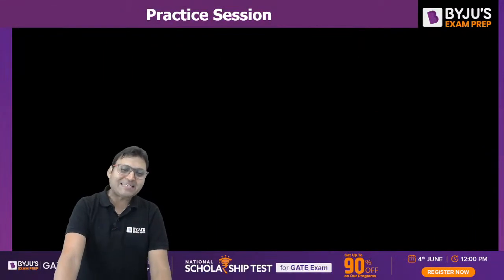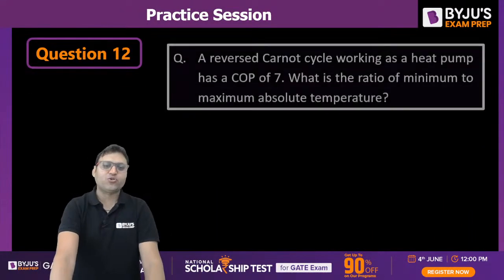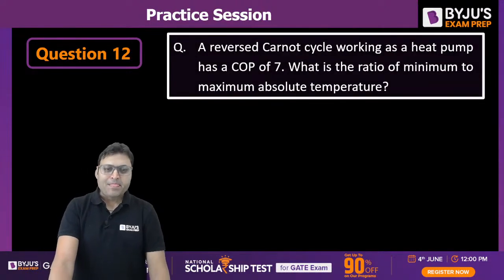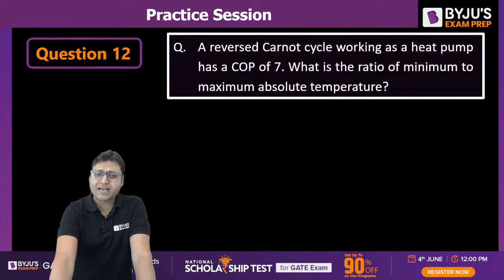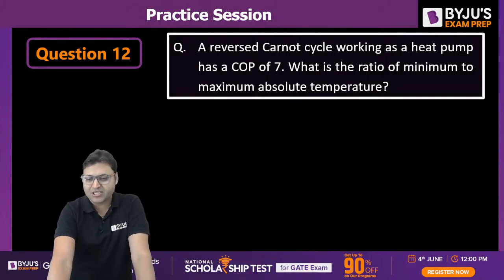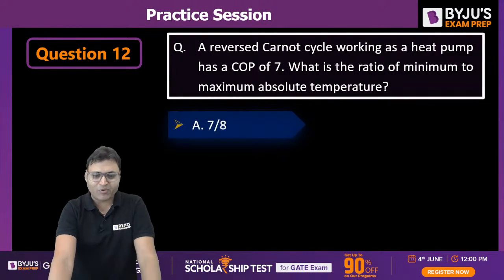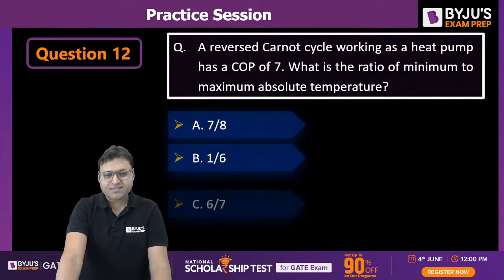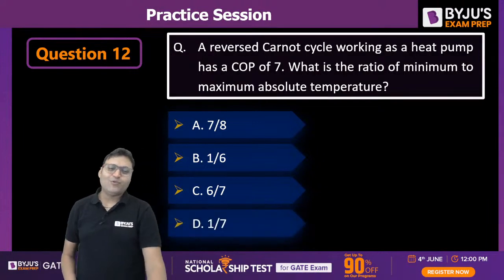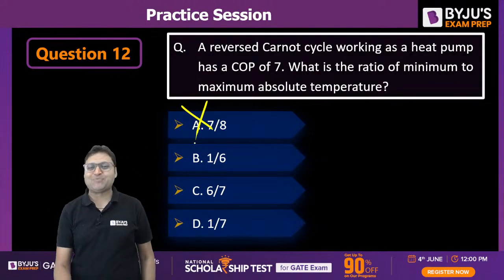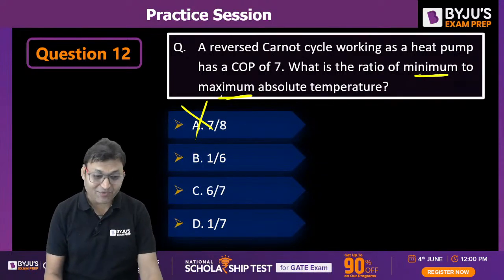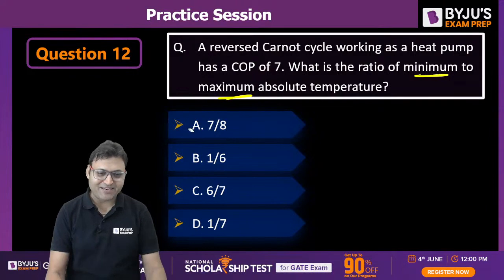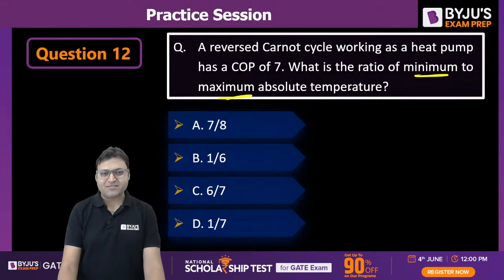And from my side, this is the last question for the session. A reverse Carnot cycle working as a heat pump has the COP of 7. What is the ratio of minimum to maximum absolute temperatures? Your options are 7 by 8, 1 by 6, 6 by 7 or 1 by 7. 7 by 8 cannot be possible because it is about the ratio of minimum to maximum temperature. Oh, sorry, it can be 7 by 8. I thought it is 8 by 7. Yes. Minimum to maximum temperature for the reverse Carnot cycle working as a heat pump.